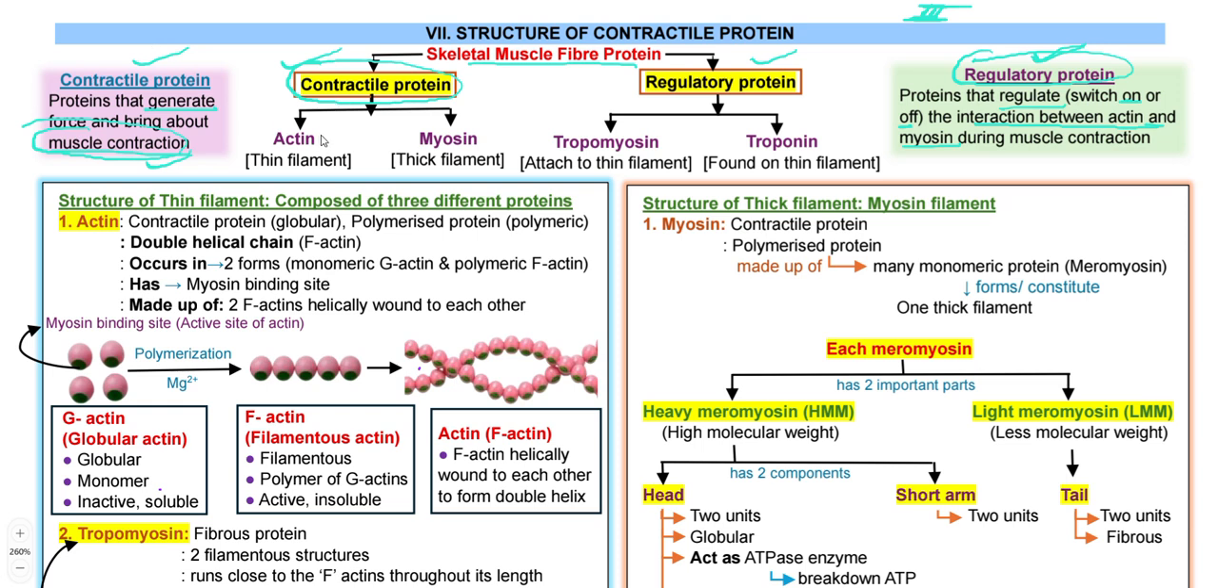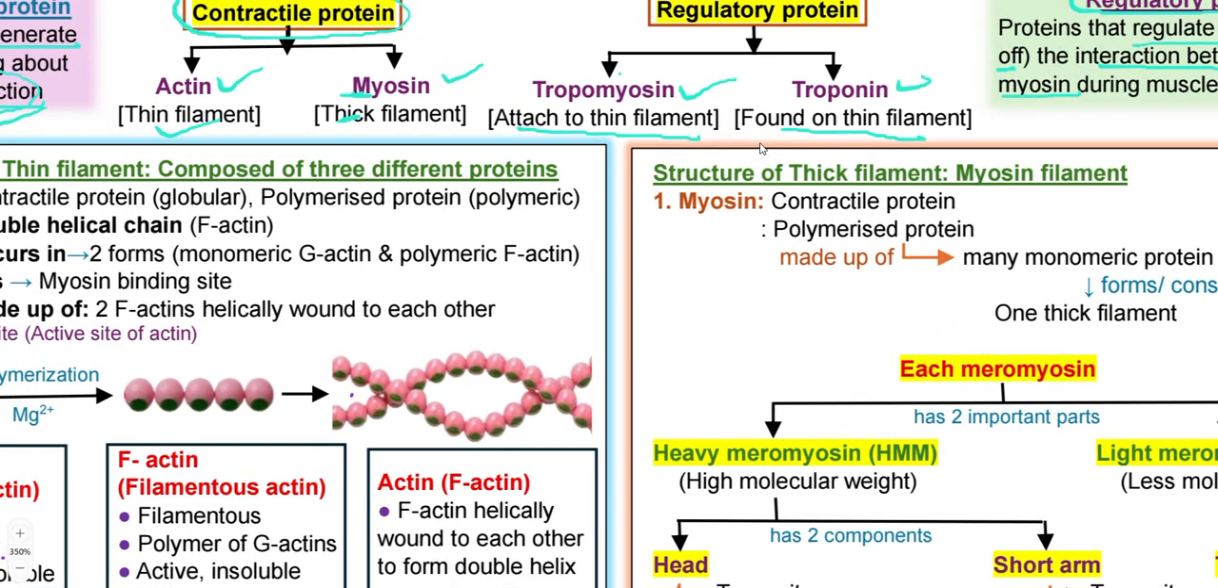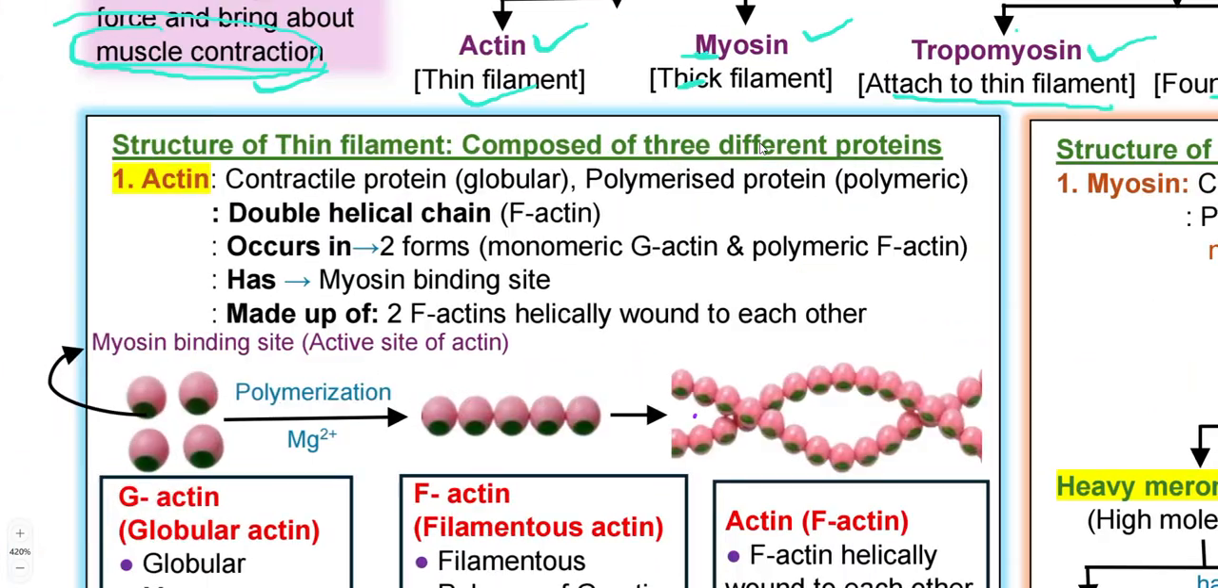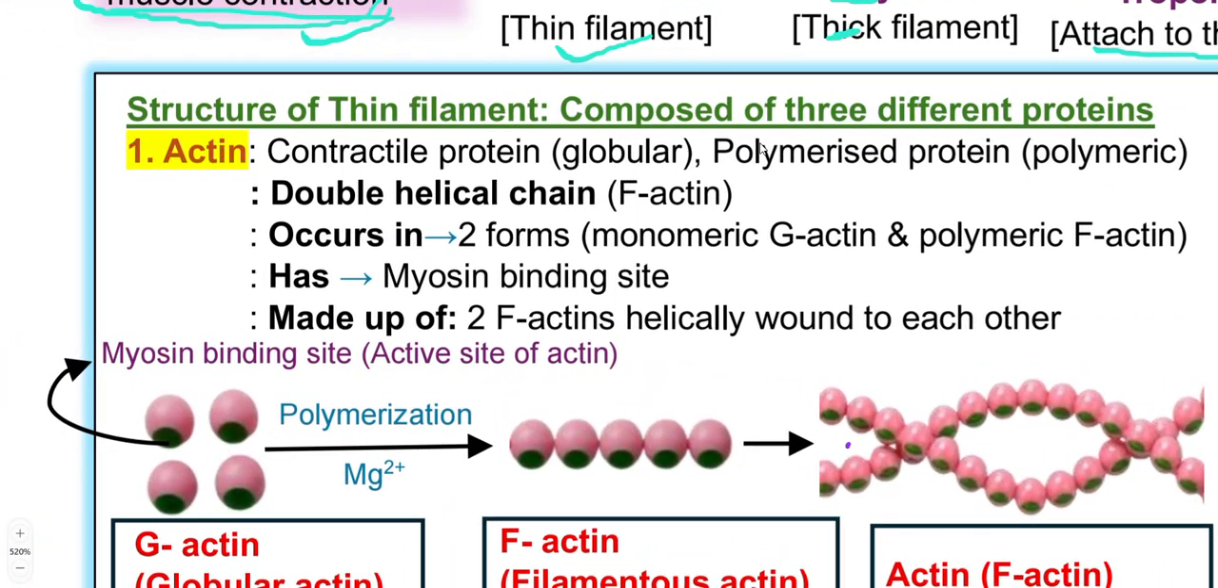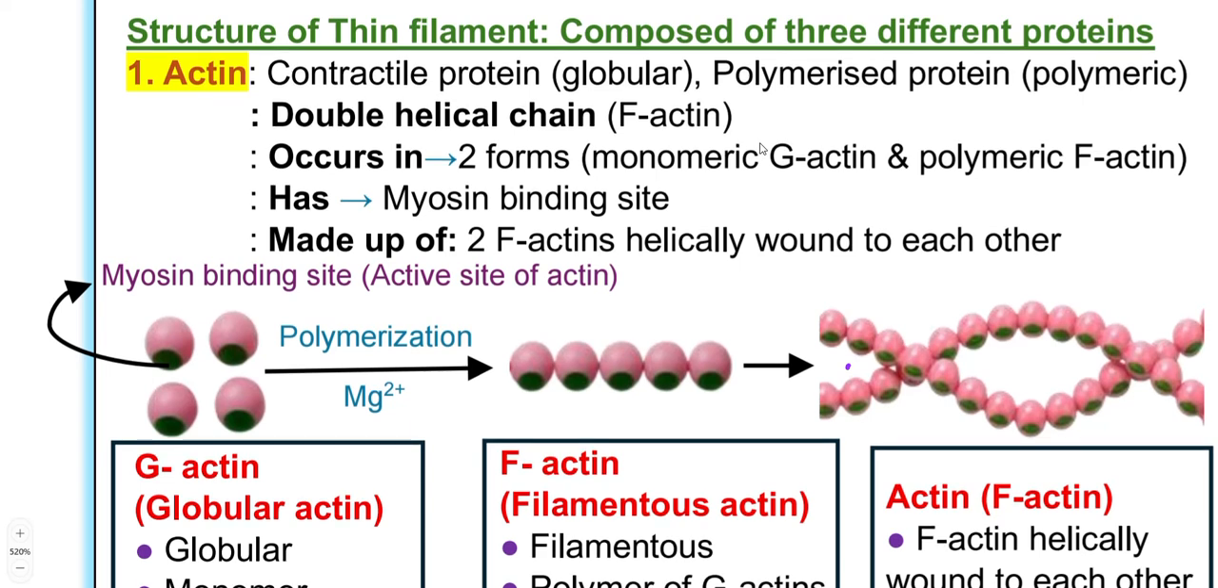Now, very important with respect to the NEET, what are the examples of contractile protein? PYQ. So, what are the two contractile proteins? Actin and myosin. Myosin more to thick filament, actin is a thin filament. Regulatory protein, we have two types of regulatory protein. One is the tropomyosin and the second one is the troponin. Tropomyosin is attached to the thin filament and troponin is found on the thin filament. When we'll study about the structure in detail, then you will understand. So let's go with the structure of thin filament, then we'll follow the structure of the thick filament.